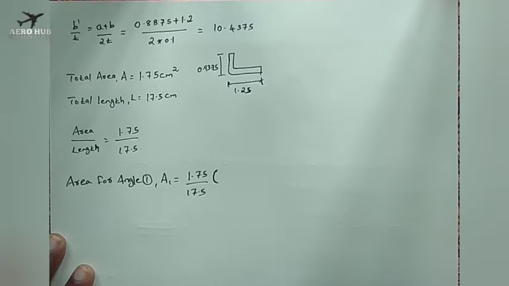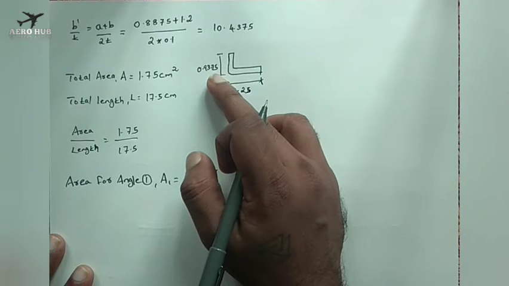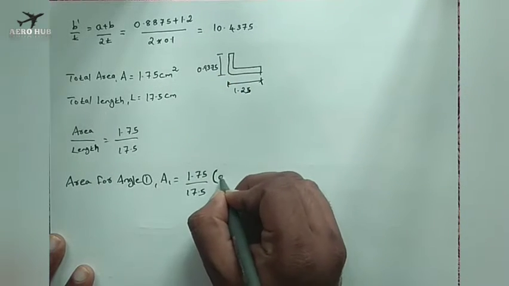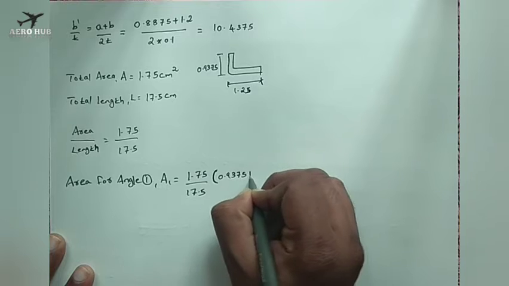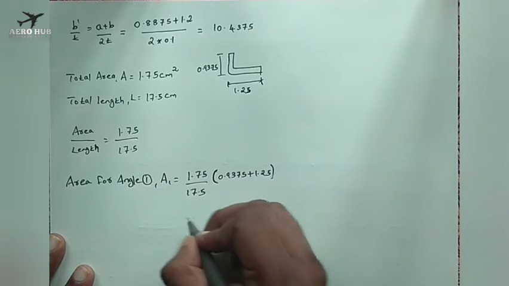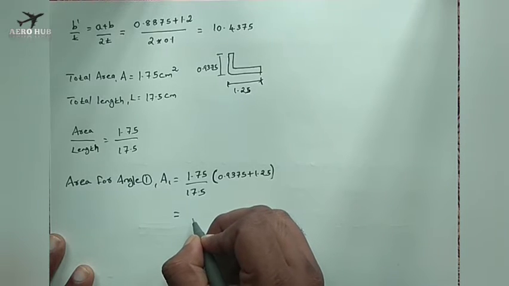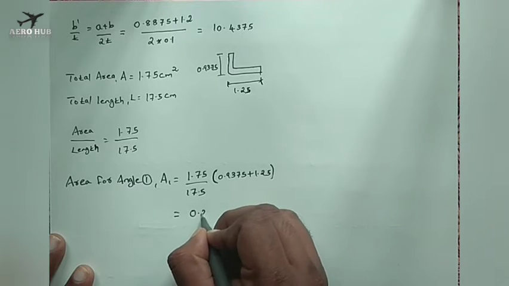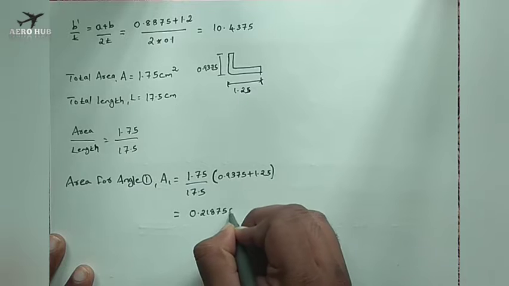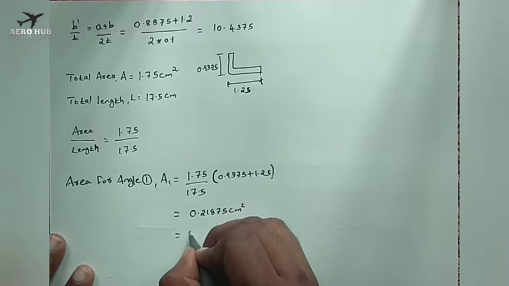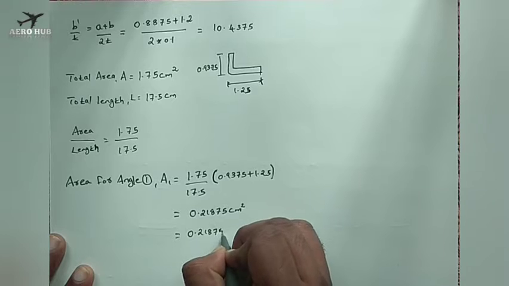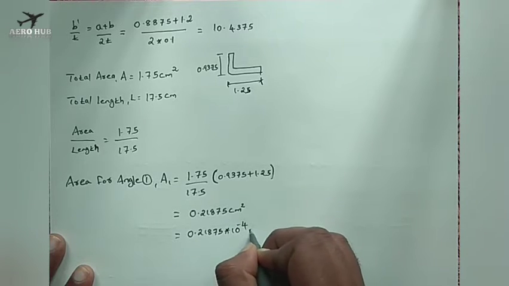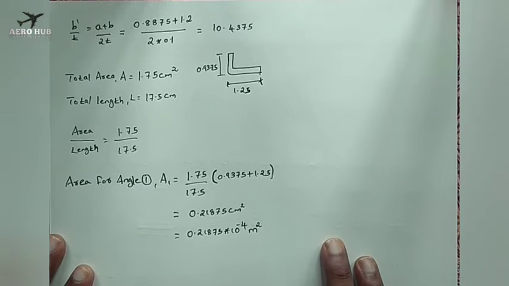Since we are using a formed section, I should use the given length for the angle, that is 0.9375 plus 1.25, and this will give the area of the angle 1. That area is 0.21875 centimeter square, or I can write it as 0.21875 into 10 power minus 4 meter square, because the value of Young's modulus as well as the compressive yield strength is in meters, so I will convert into meters.